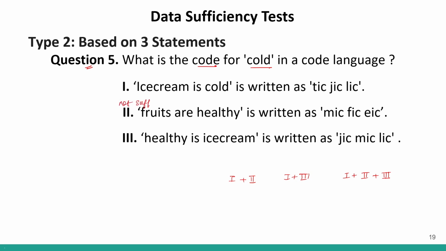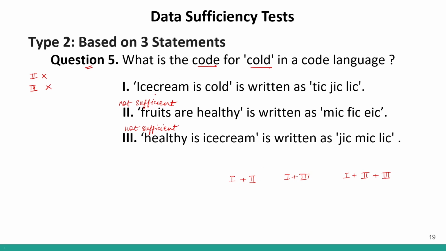This much information will be required, because in statement 2 cold is nowhere written, so this alone will not be sufficient. 2 alone will definitely not be sufficient. Similarly, in 3, I can see that cold is not written anywhere, so this also will not be sufficient. 3 alone is also not sufficient. Correct?